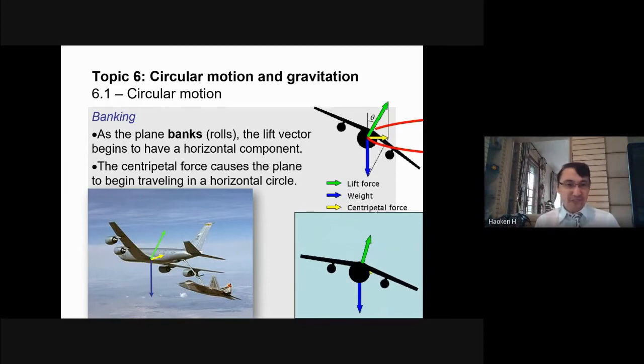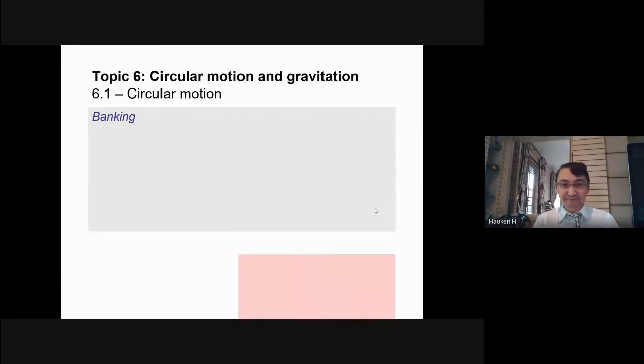What happened to the vertical component? The vertical component is cancelled out with the gravitational force. So vertical component upward, weight is downward, these 2 cancel out. But we have a resultant force as a centripetal force. And you can see the plane is moving in circular motion.